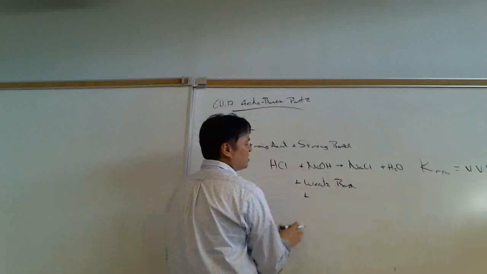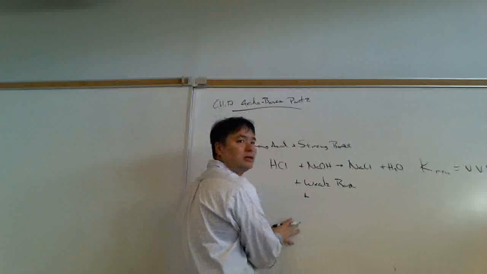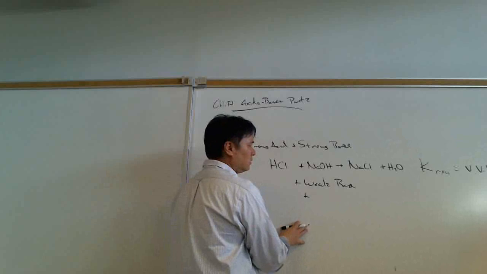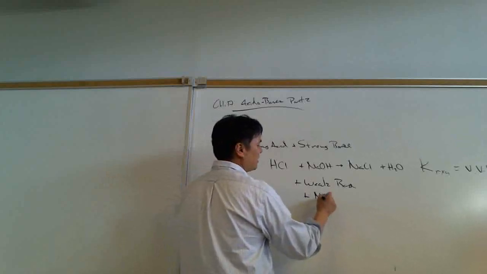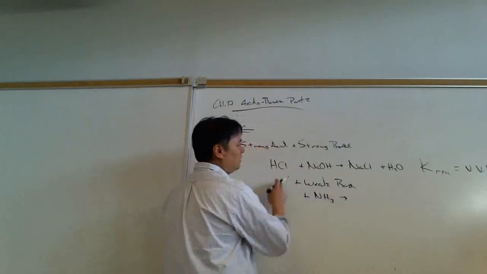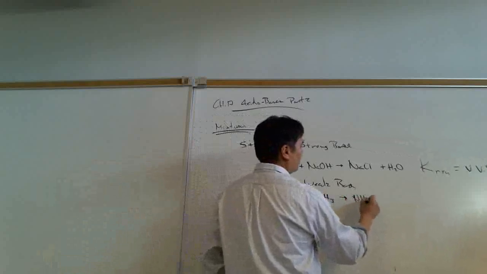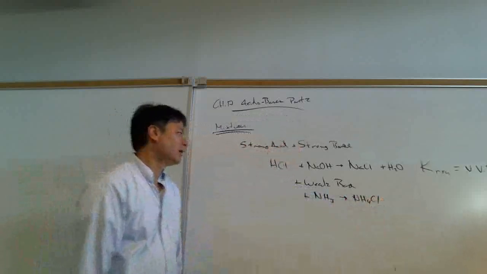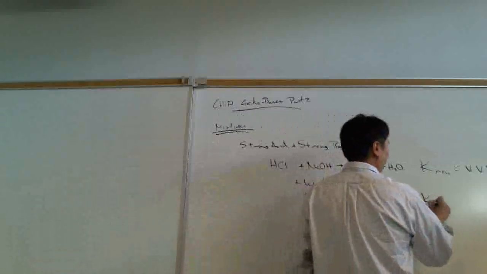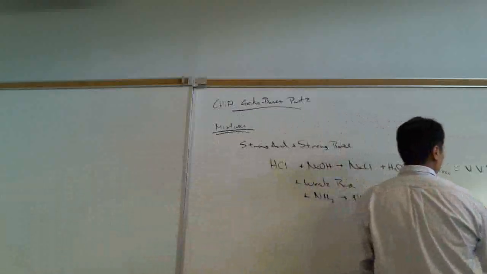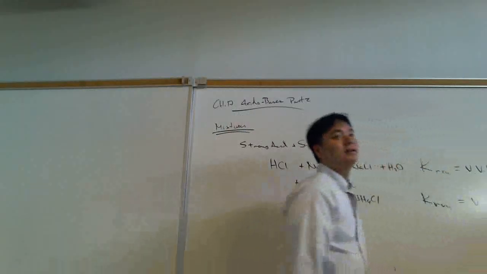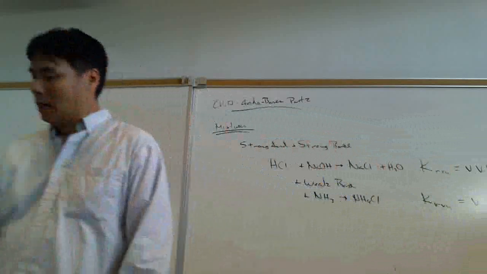HCl plus sodium hydroxide. Sodium hydroxide is a strong base, right? What's a weak base? NH3, let's take NH3. NH3 would give us something like ammonium chloride. You know what I call K for this reaction? I call this one very, very large.